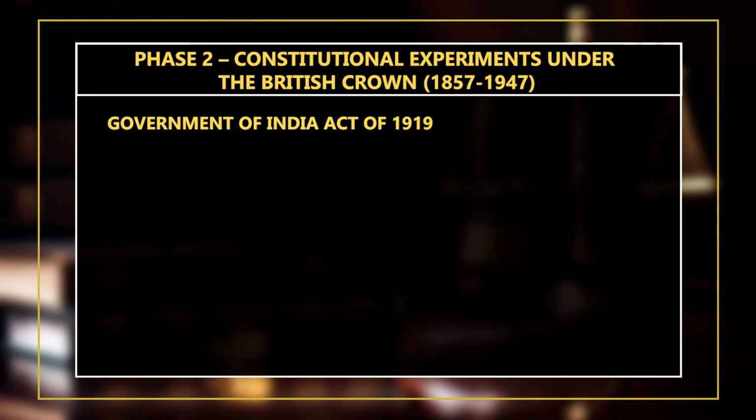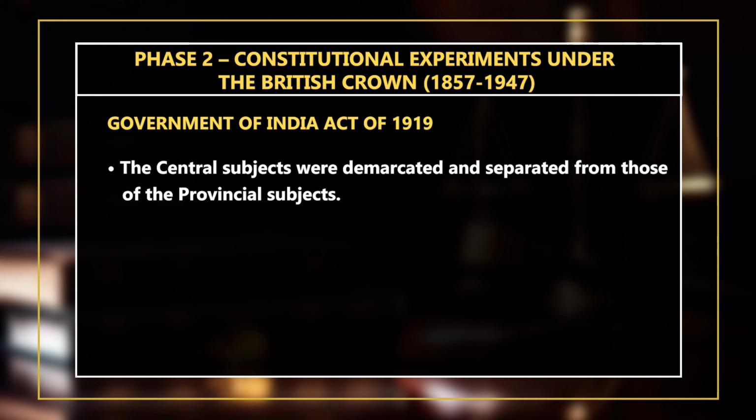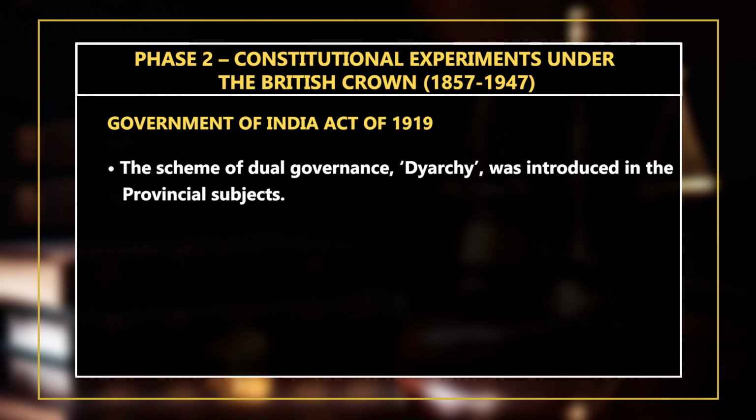The Government of India Act 1919. This Act is also known as the Montague-Chelmsford reforms. The central subjects were demarcated and separated from those of provincial subjects. The scheme of dual governance, that is known as Dyarchy, was introduced for the first time in the provincial subjects.